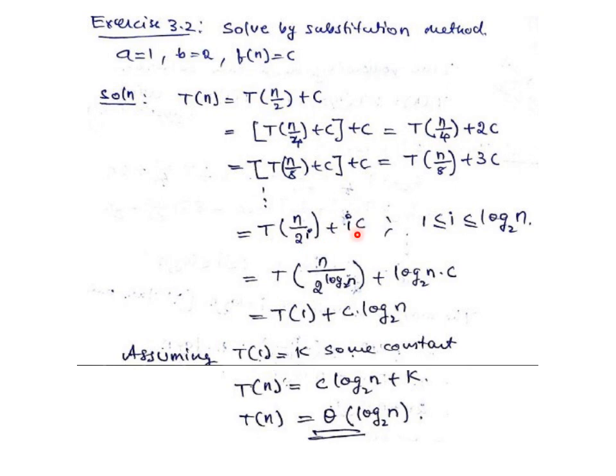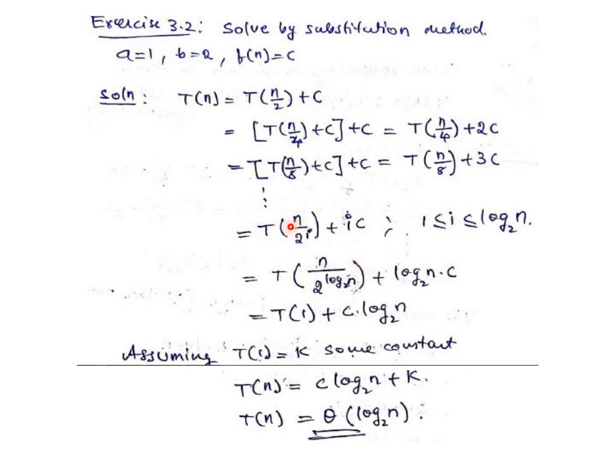So replace the value of i with log n base 2, because we assume that n is equal to 2 to the power i, so i is equal to log n base 2, that is the maximum value. We want to stop somewhere. When we divide the problem into two at each stage, we continue until the problem size is reduced to 1. So further division is not possible.